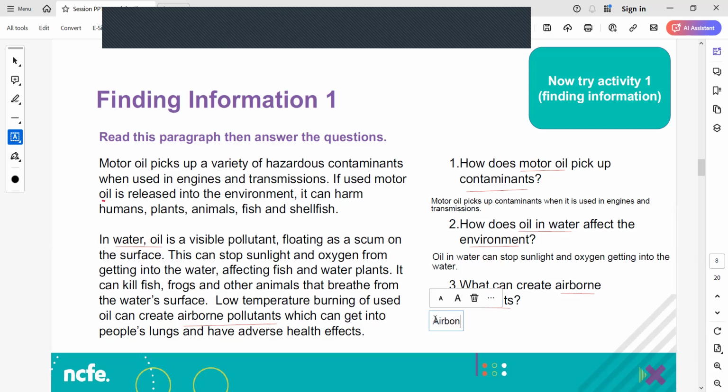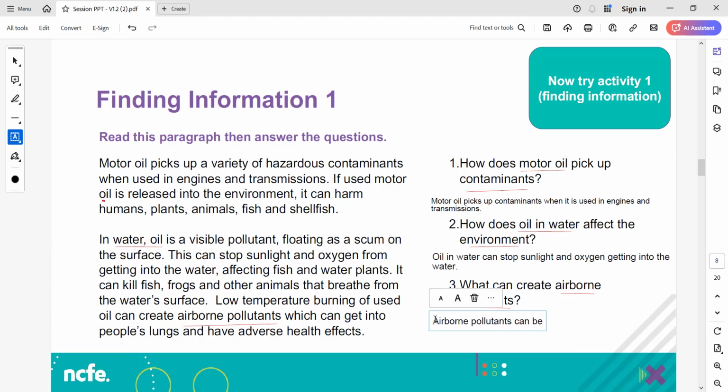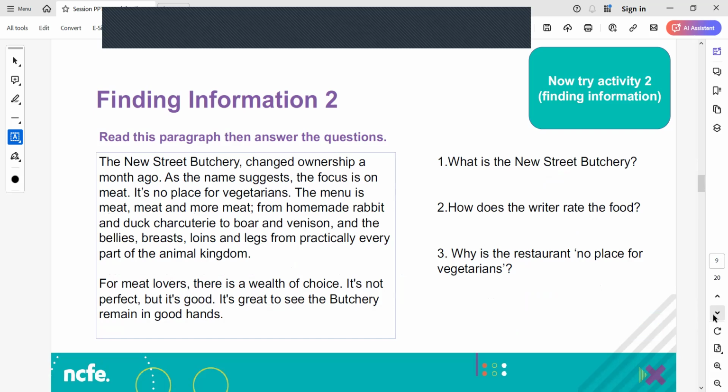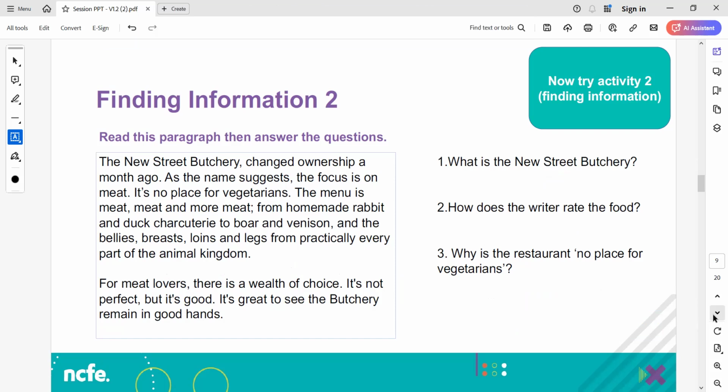So airborne pollutants can be created by low temperature burning of used oil. Okay, so any questions about that? Okay, we're going to practice on another paragraph. So I'll read it out loud this time, and you can follow along on your own device.